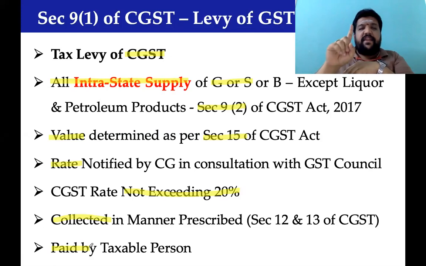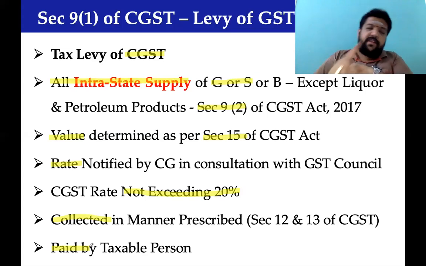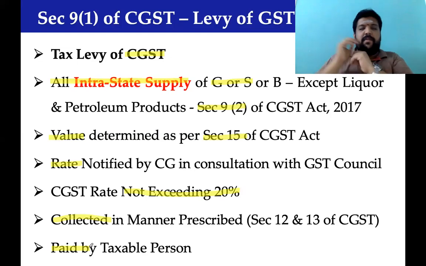If it is an intrastate supply of goods, if it is an intrastate supply of services, then other than liquor meant for human consumption, other than petroleum product, it would be leviable to GST. Value determined as per section 15, rate as per notification, but not more than 20%. Payment of tax for the supply, when the levy would trigger, as per time of supply, section 12 and 13. 12 for goods and 13 for services. And the respective tax has to be paid by the registered person or taxable person.